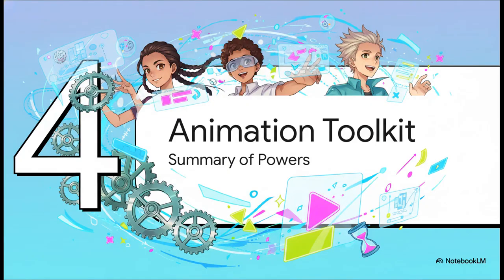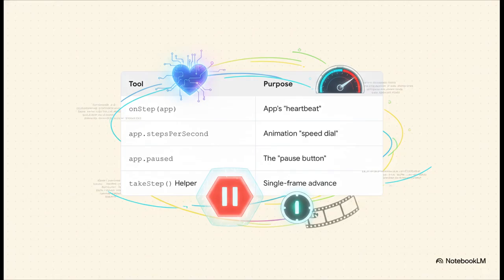All right, let's pull all of this together. We've just assembled a seriously powerful set of tools for controlling the flow of time inside our applications. This is your brand new animation toolkit. So let's do a quick review. You've got OnStep, that's the fundamental heartbeat. You've got app.stepsPerSecond, that's your speed dial. You've got app.paused, the essential pause button for debugging. And finally, that takeStep helper, which gives you that super precise single frame control. This is pretty much everything you need to create and meticulously debug any dynamic animation you can dream up.